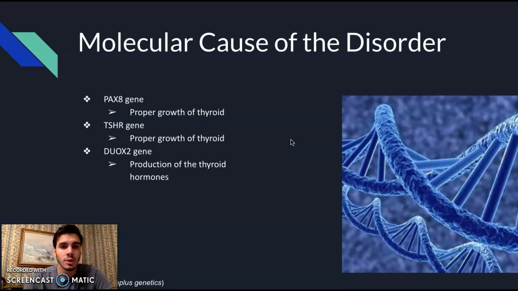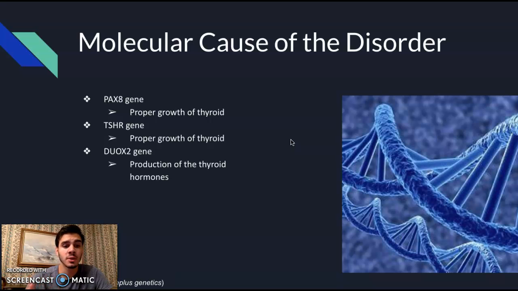Now, the molecular causes of this disease are caused by 3 genes. These are the 3 that can be inherited. There are many others, 10 exactly, but these are the 3 that can be inherited. So there's the PAX8 gene, which will affect the proper growth of the thyroid gland itself. And now the TSHR gene will also do the same. The last gene, the DUOX2 gene, will impact the production of the thyroid hormones.